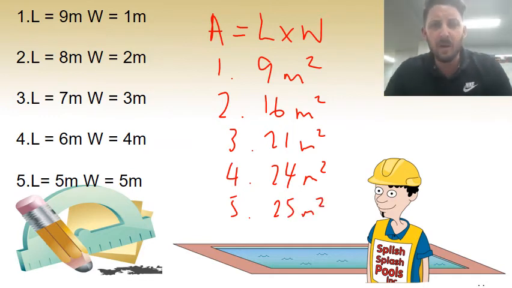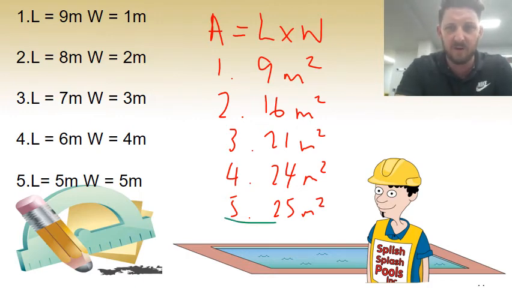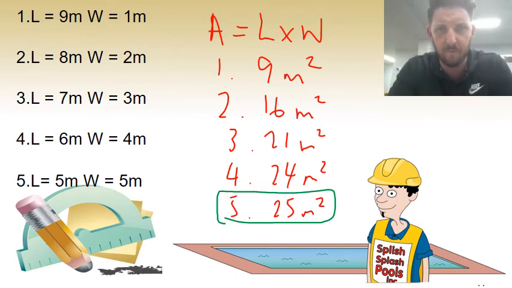Now, if we have a look, the Splish Splash Pool guys said that they want the one with the biggest area. We can see that our largest area, our biggest area, is number 5, which is the 5 times 5 pool.